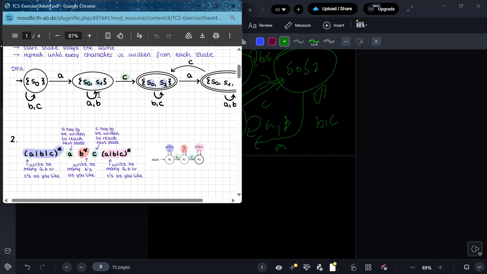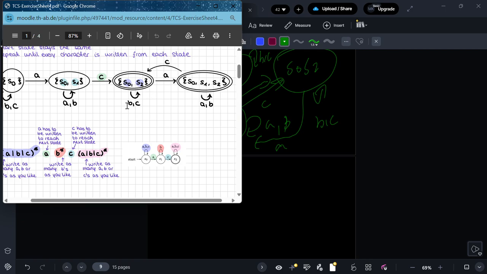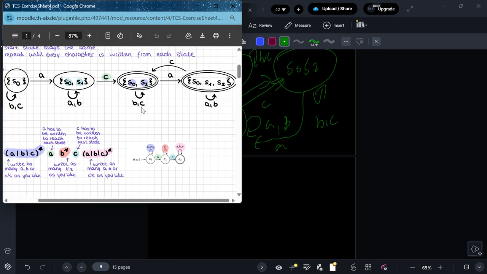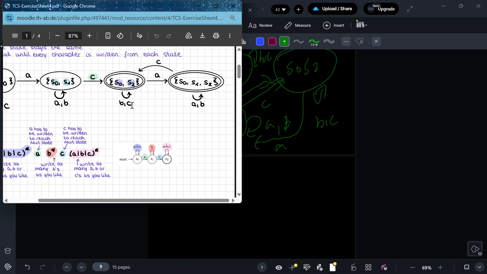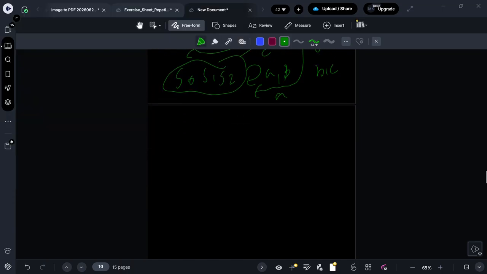Write as many B's as you like. And C needs to be a condition that is a must. And then we have a choice between, again, A, B, C, as many times B's, A's, and C's as you want, because you can do A, B, C, and A, B, C as many times as you want. So the expression should look something like this: A, comma, B, comma, C as many times as you want.